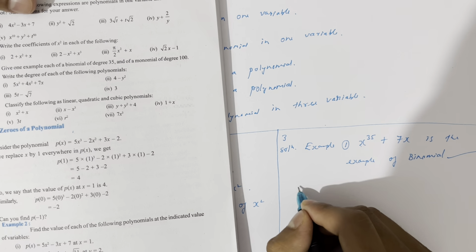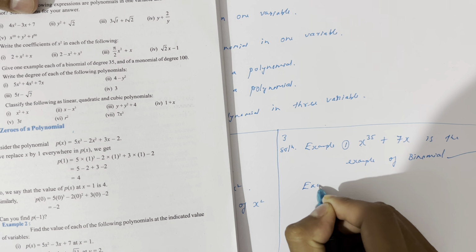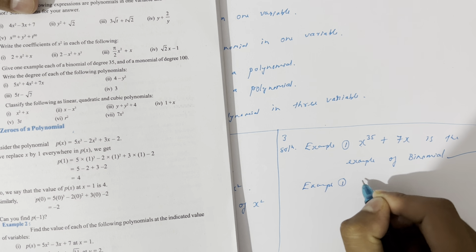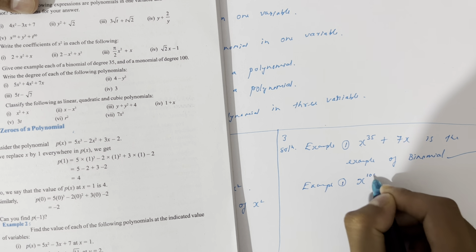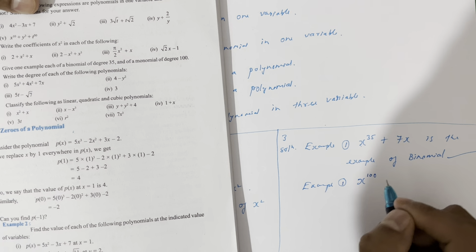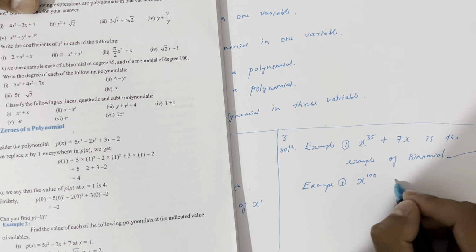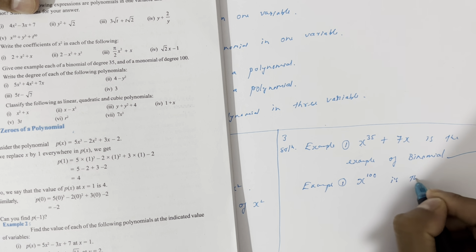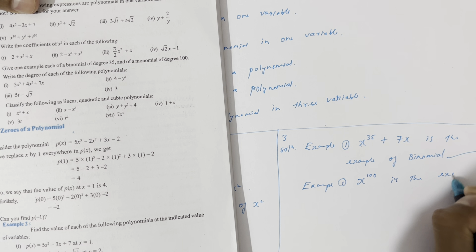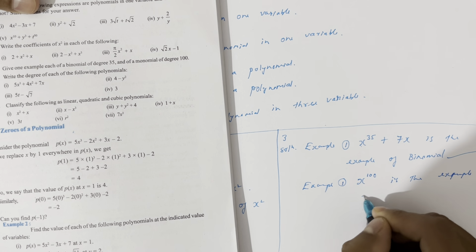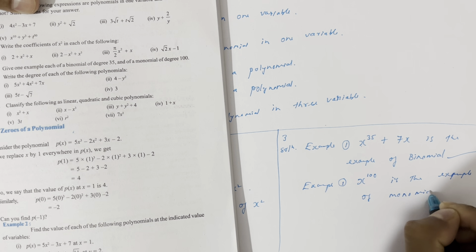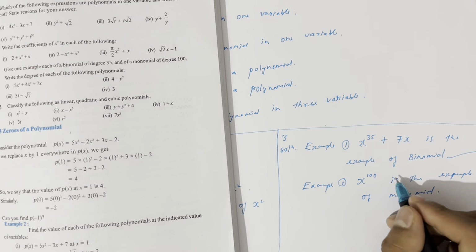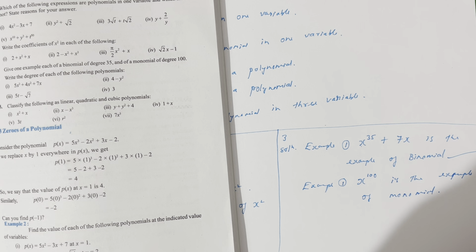So, example number 1, you write here x to the power 100. X to the power 100, degree is 100. So here is an example of a monomial. Okay, x to the power 100 is an example of a monomial.